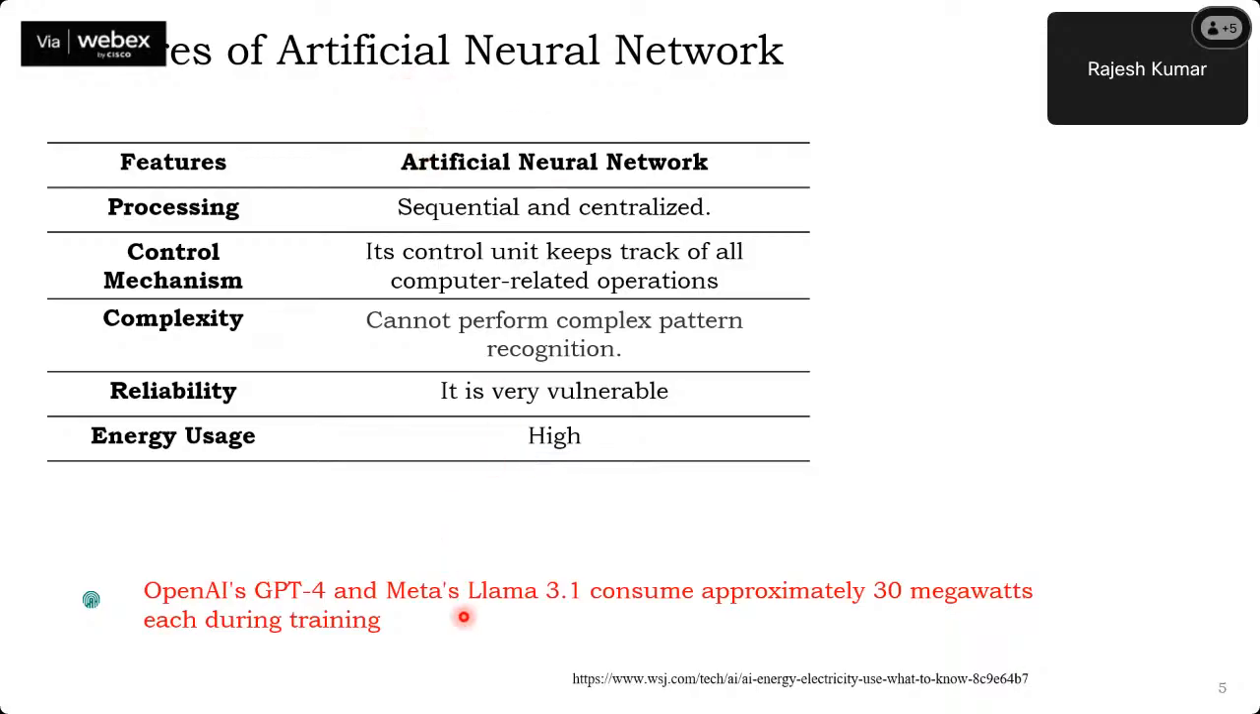You can take a simple example: OpenAI's ChatGPT-4 and Meta's Llama 3.1 consume approximately 30 megawatts during training. So the consumption of power is very high, and the reason is obvious. In the ANN which we have studied so far, the input is continuous, which you want to realize practically, and it consumes a lot of power. Continuous input means that the input is always connected to a power source, which is not actually the case in the brain.